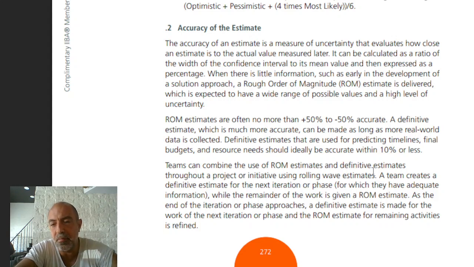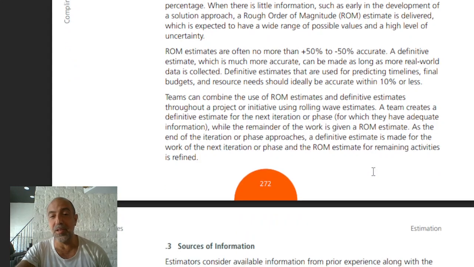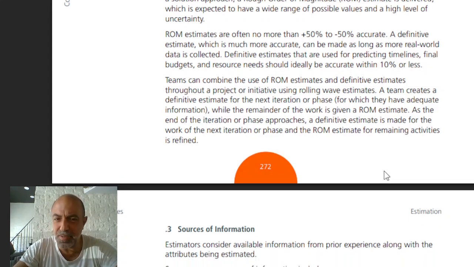If they're above 50, that means you're not estimating at all. You're kind of winging it. A definitive estimate, which is much more accurate, can be made as long as the real-world data is collected. Definitive estimates that are used for predicting timelines, final budget, and resource needs should ideally be accurate within 10% or less. That makes sense. 10% or less is a good range. But beyond 10%, you're not detailing as much as you should or could.